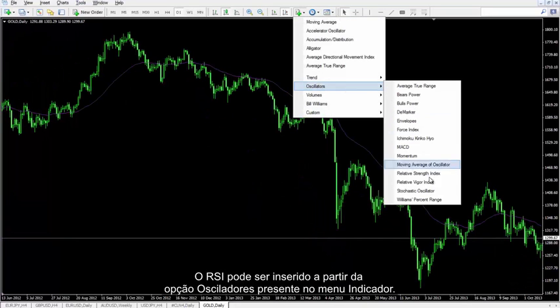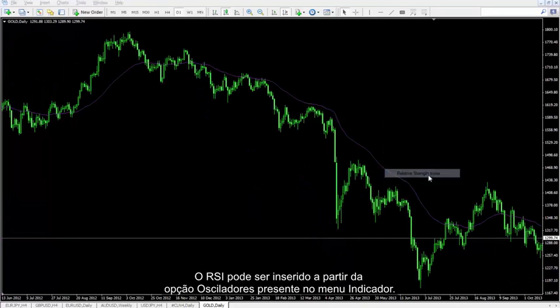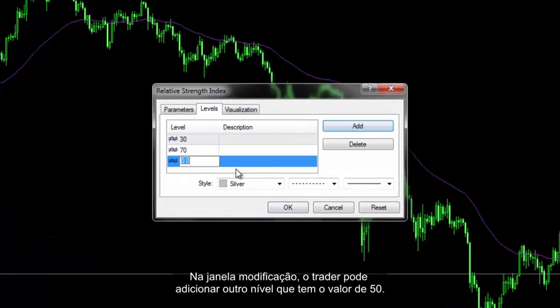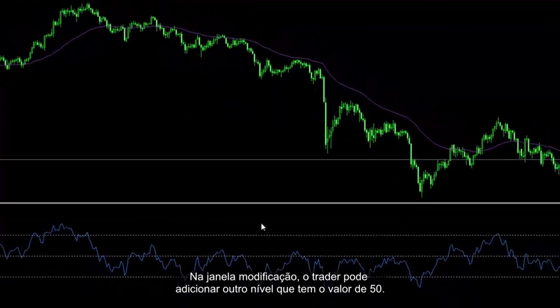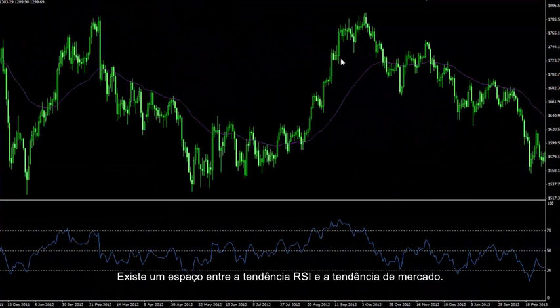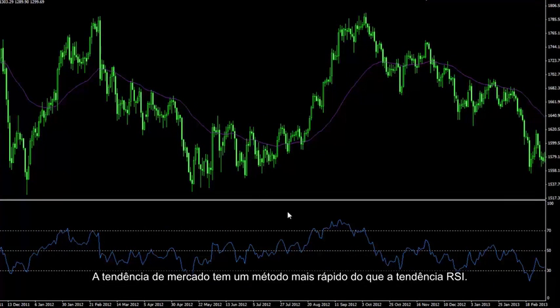RSI can be inserted from an oscillator's option of the indicator menu. In the modification window, a trader can add another level that has a value of 50. There is a gap between the RSI trend and the market trend. Market trend has a faster manner rather than RSI trend. RSI trend went up to level 70 and passed this level.